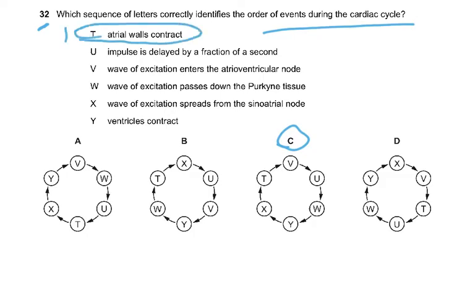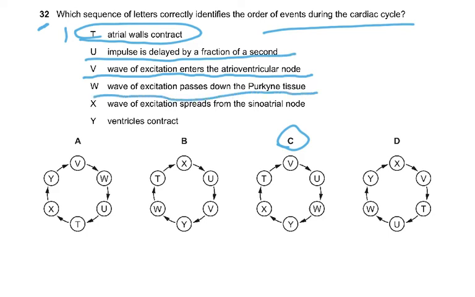So this is the first one. Then V, wave of excitation enters the atrioventricular node. Then U, impulse is delayed by a fraction of a second. Then W, wave of excitation passes down the Purkinje tissue. Then Y, ventricles contract. And then X, wave of excitation spreads from the sinoatrial node. You can start from X and then continue like that. That could be the first one as well. That makes it easy for you to follow the sequence of events.